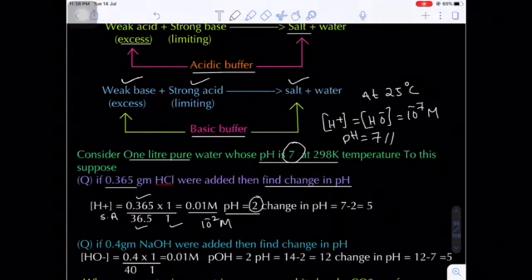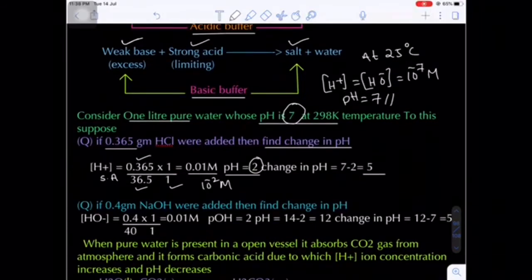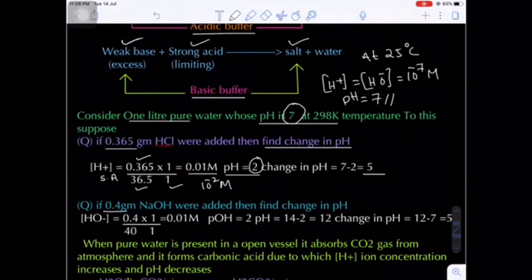But initially, what is the pH of the pure water? 7. Now the pH of the solution is 2. How many units does the pH value decrease? 5 units. The pH value decreases. There is a change in the pH value. Are you getting my point? That is, the pH value decreases.